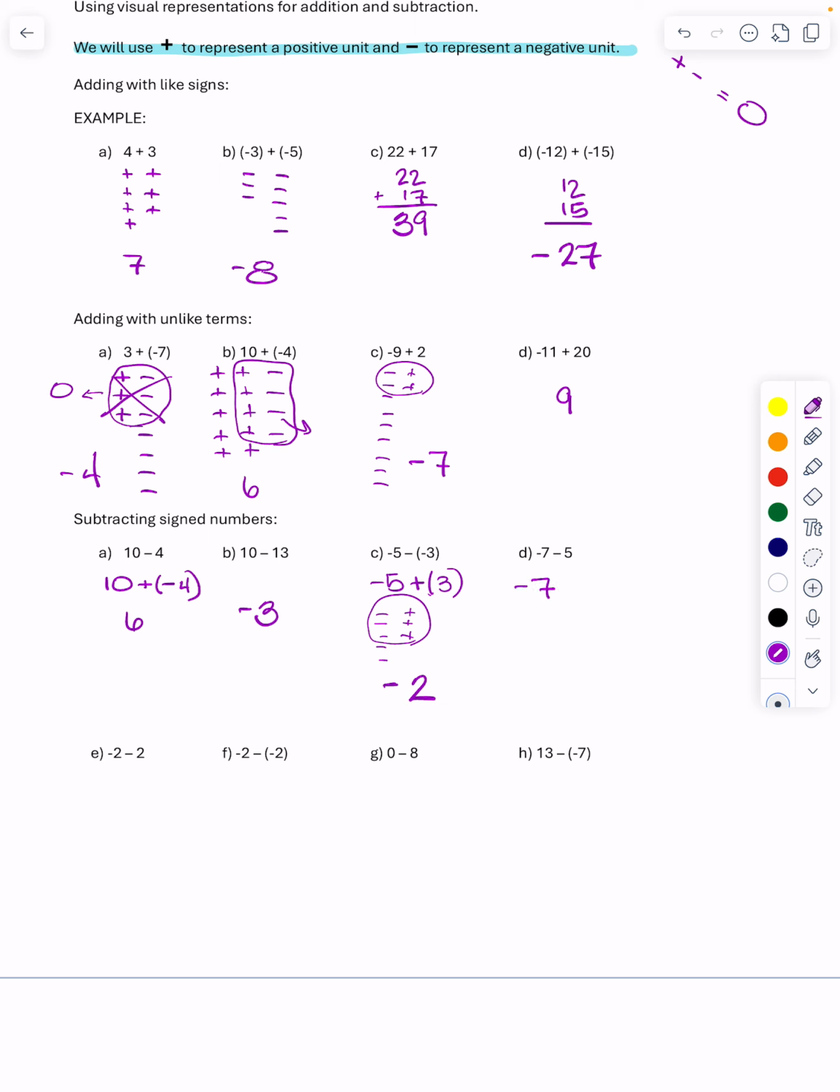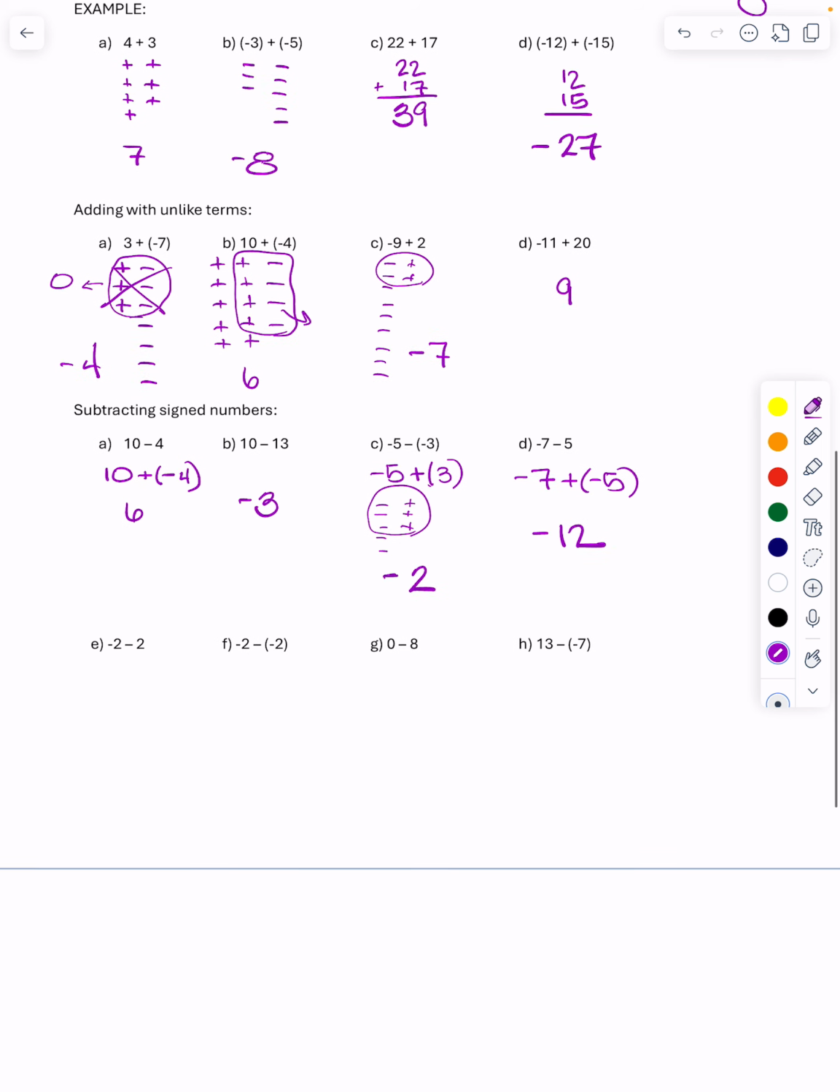-7 minus 5, I'm going to rewrite as -7 plus -5. The signs are the same. I get -12. Here's where we kind of screw things up a little bit. I'm going to rewrite this as an addition, -2 plus -2. Now I'm adding two things that have the same sign. I get -4.